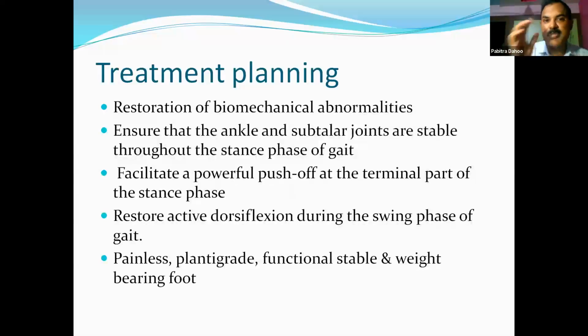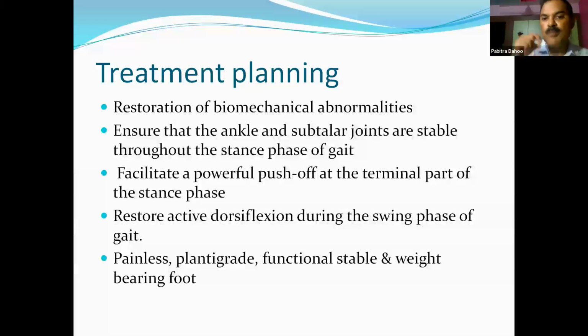Now, coming to treatment planning proper. What are the principles of treatment planning in case of spastic foot? Restoration of the biomechanical abnormalities. The principle, heel valgus, then heel varus. Foot pronation, then foot supination. This mechanism should go on repeated in each stride. Ensure that ankle and subtalar joints are stable throughout the stance phase. That's the phase where the whole weight is borne by the ankle and subtalar joint.